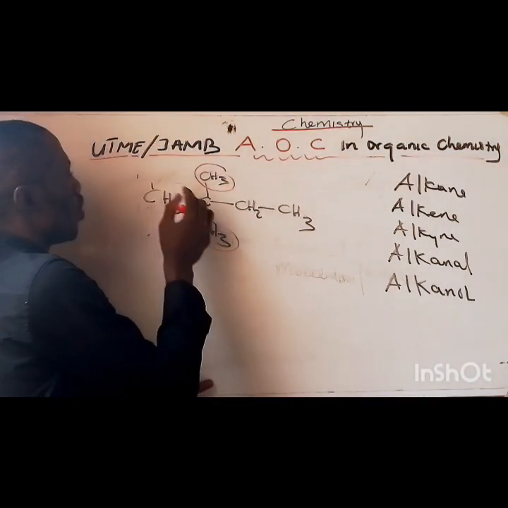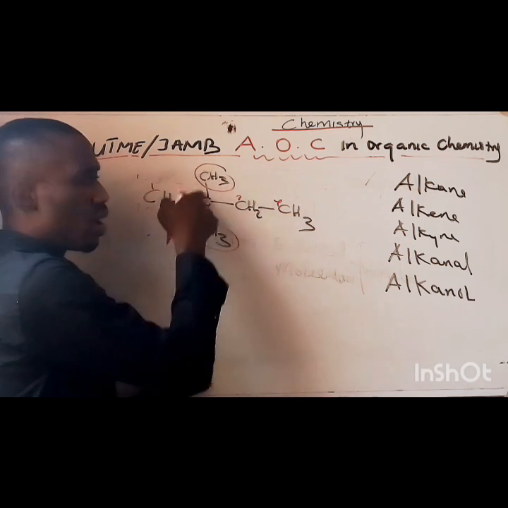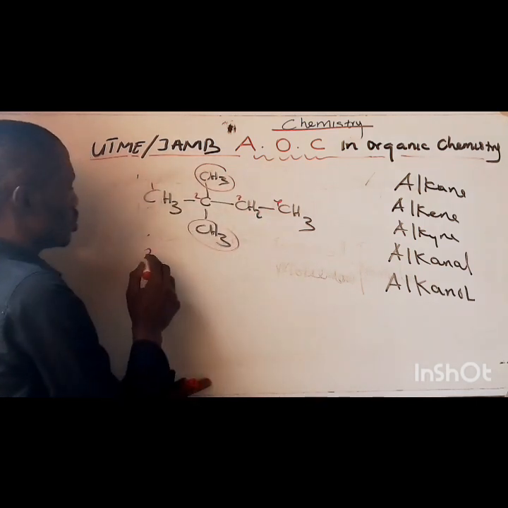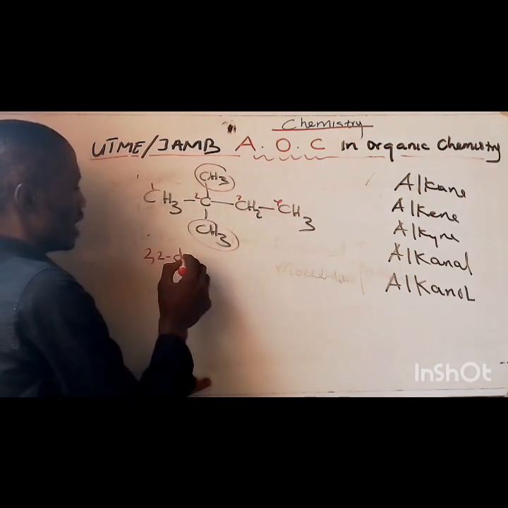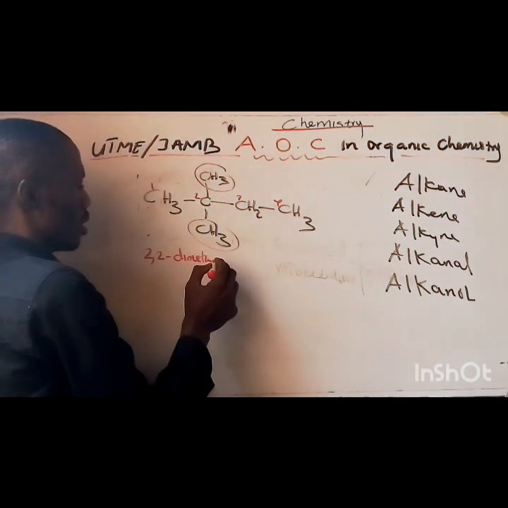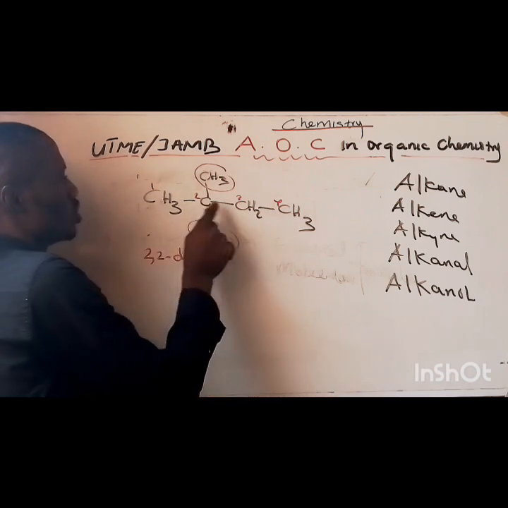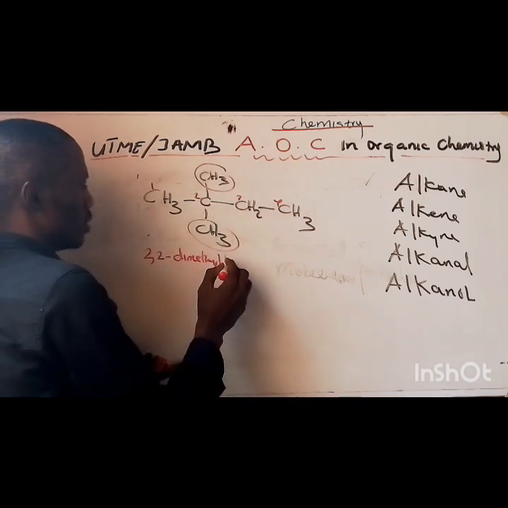So we are counting now 1, 2, 3, 4. The substituent falls on carbon atom 2. So this is 2,2-di. The substituent name is methyl, so dimethyl. Then what is the longest chain? The longest chain is 1, 2, 3, 4. Butane.